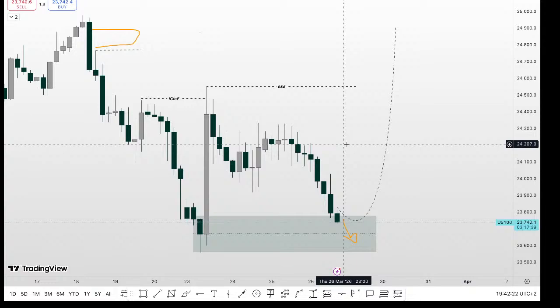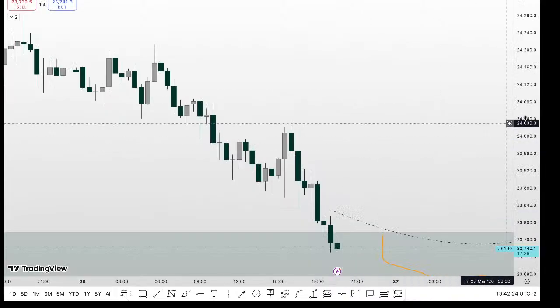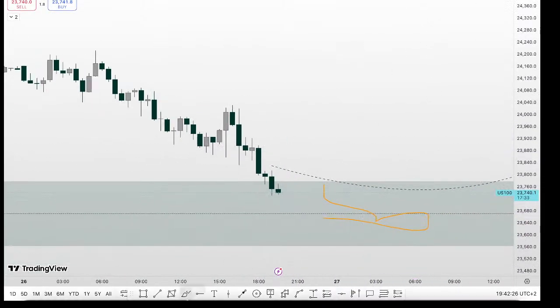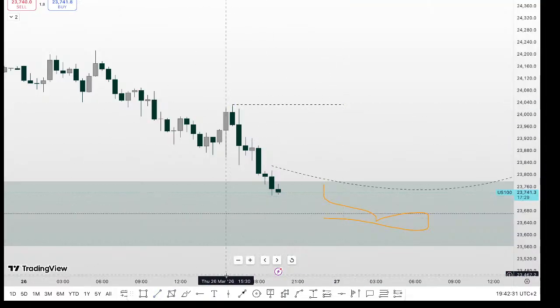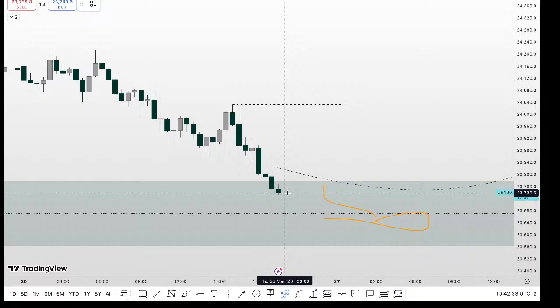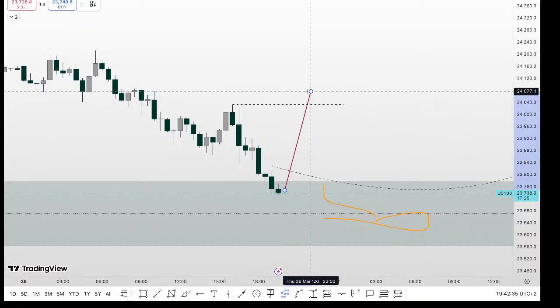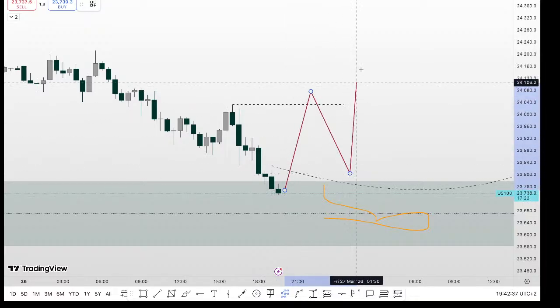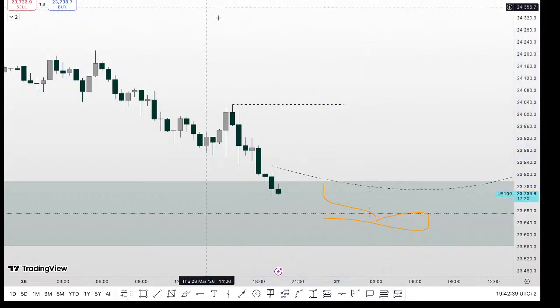Because if that's the case, we want to look for bullish movements towards the upside. We would want to see the market sweep that high, come back, sweep that high, right? Come back, mitigate, and then that's when we might actually attempt to take the trade towards the upside.